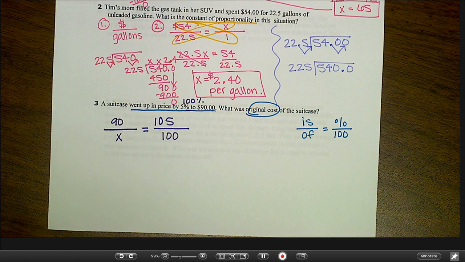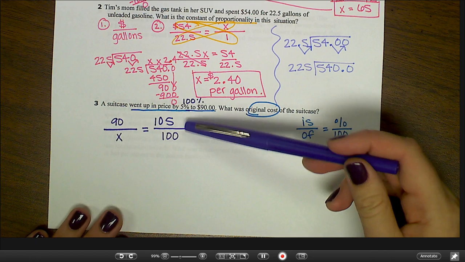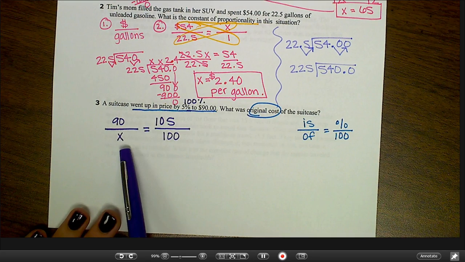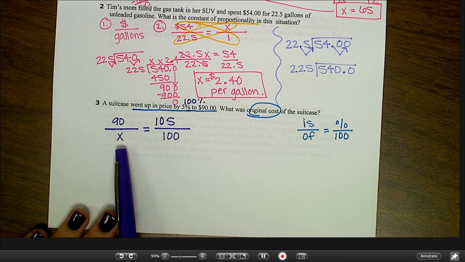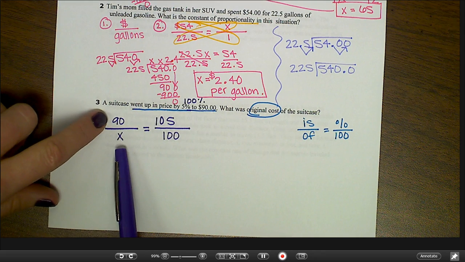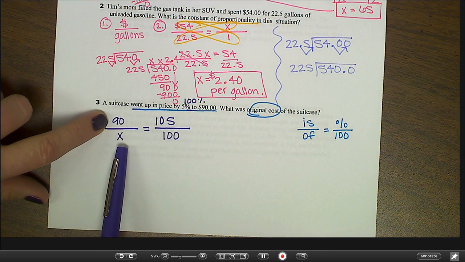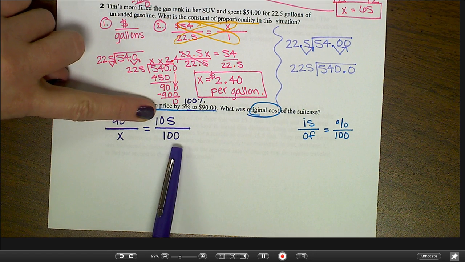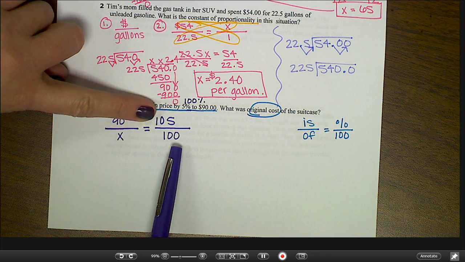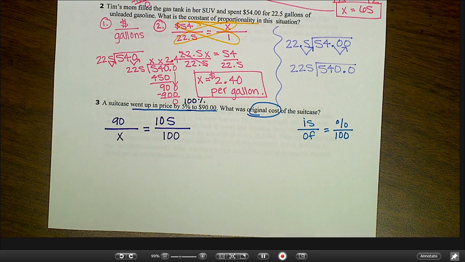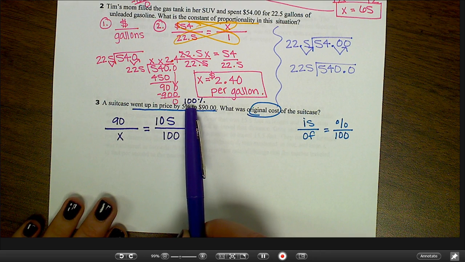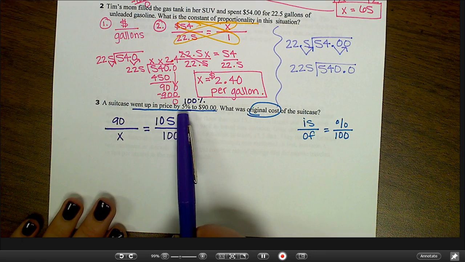So let me explain that again. Yes, it is possible to have more than 100%. We want to know the original cost, so that was the total originally. Now it's $90. Well, $90 is more than this original cost. 105% is more than 100%. So we know that we're setting it up accurately, in the right place and everything. But the reason it's 105% is because we're paying the 100% of the original cost plus the extra 5%.